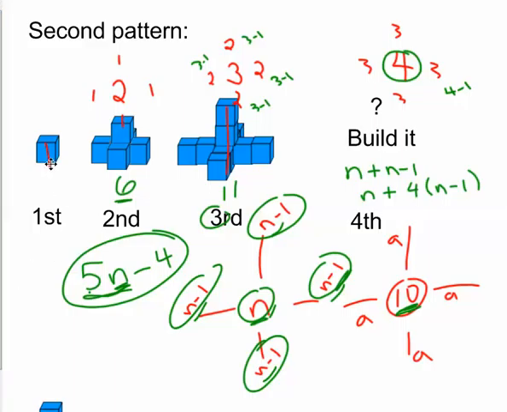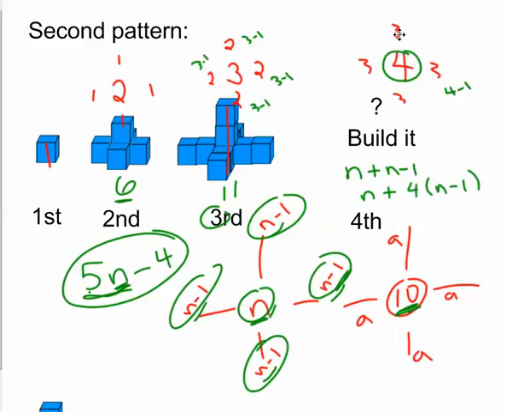Here's the second pattern, and you notice that in the first figure there was 1 in the center and none around it. The second figure had 2 in the center tower and 4 around it, 1 less than the tower, on 4 sides. Think of them as arms. The third figure had 3 in the tower and then 2, 4 times around it. So when you built the fourth one, you had a tower of 4 and 3, 3, 3, and 3 in the 4 arms.